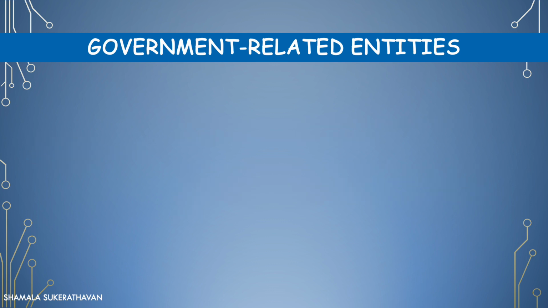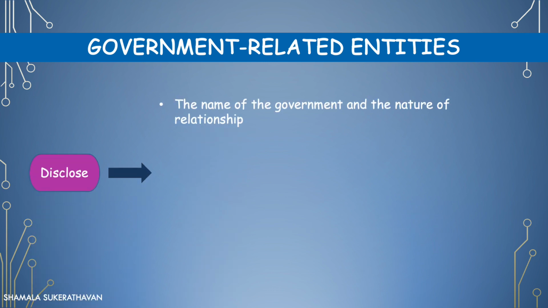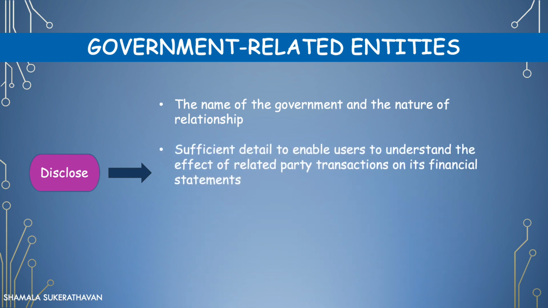In the event the exemption is applied, the reporting entity shall disclose the name of the government and the nature of the relationship with the reporting entity, that is control, joint control, or significant influence. Next, the following in sufficient detail to enable users of the entity's financial statements to understand the effect of related party transactions on its financial statements.